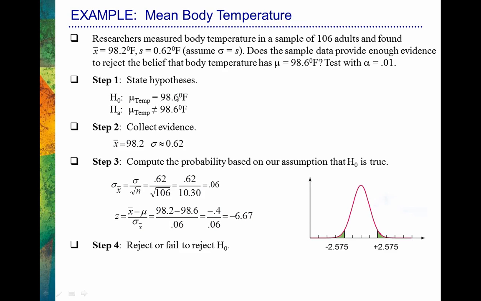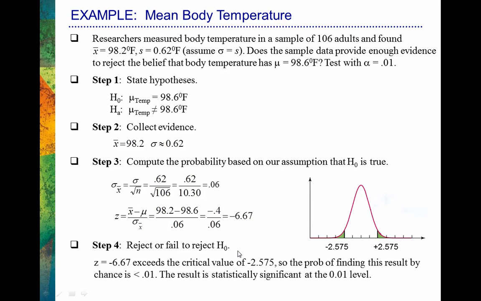So what are we going to do ultimately? We're going to rule out this null hypothesis and take on the alternative, that the population mean body temperature is something other than 98.6. We have evidence to show that it's lower. So let's formally talk about our interpretation of our results in step 4.